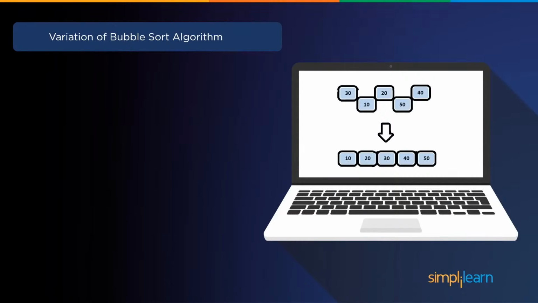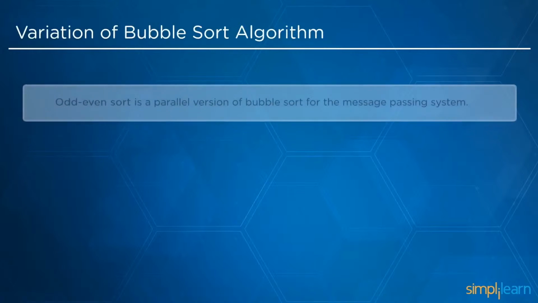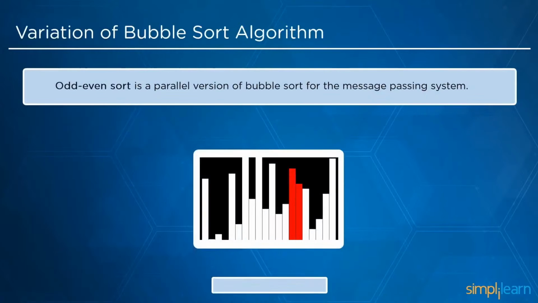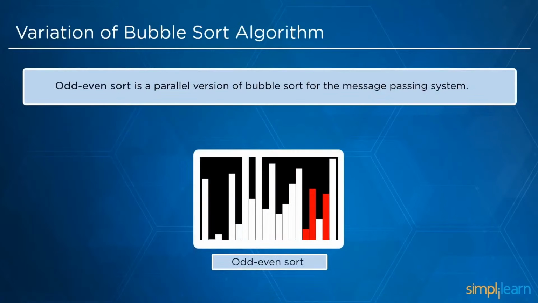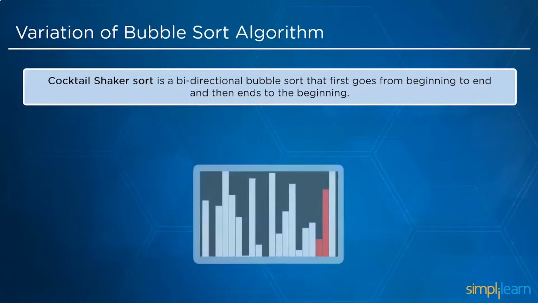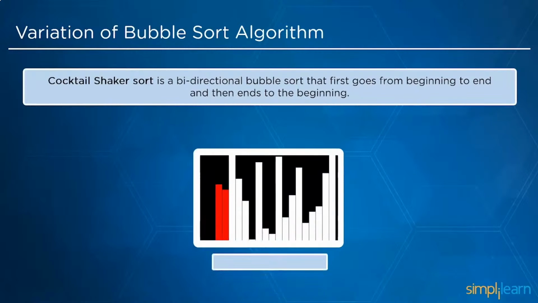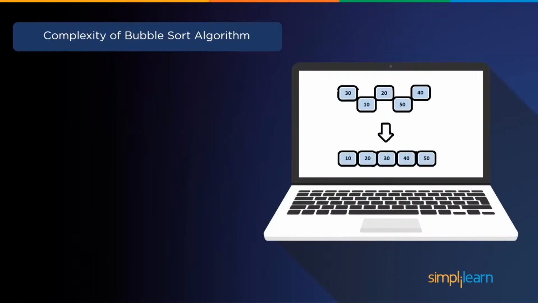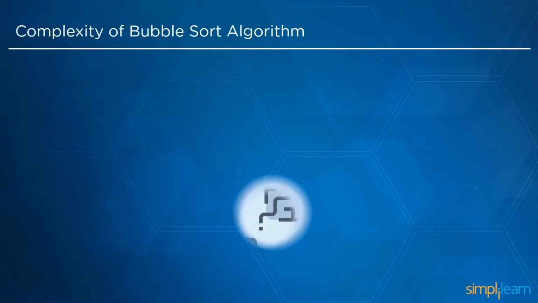Next, we will learn variations of the bubble sort algorithm. There are 2 variations of the bubble sort algorithm. They are odd even sort and cocktail shaker. Odd even sort is a parallel version of bubble sort for message passing systems, whereas cocktail shaker is a sort of bidirectional bubble sort that first goes from the beginning to the end and then from the end to the beginning. After knowing the variations of the bubble sort algorithm, now we will see the complexity of the bubble sort algorithm.